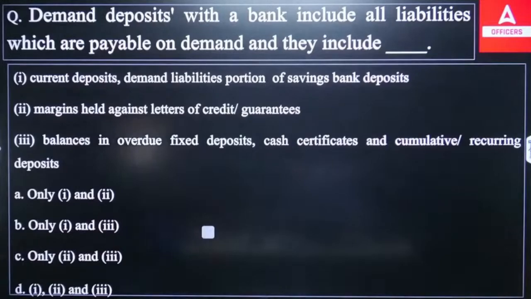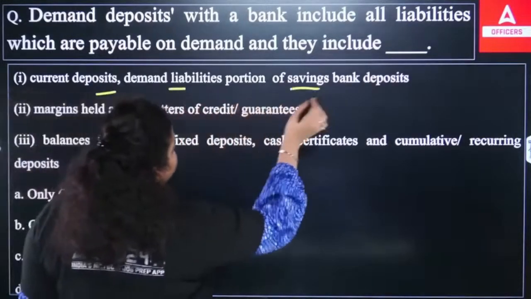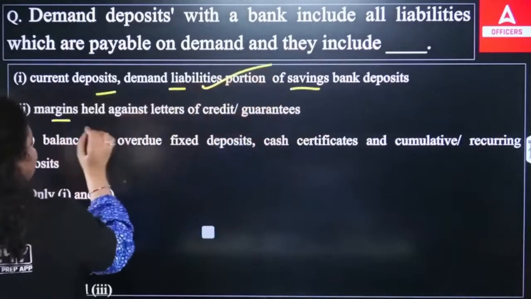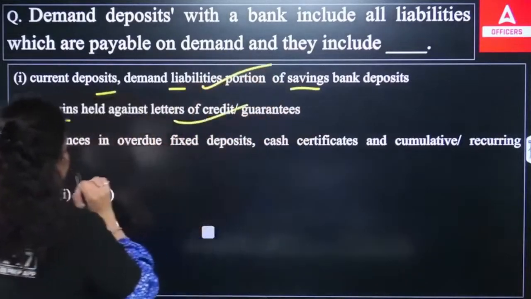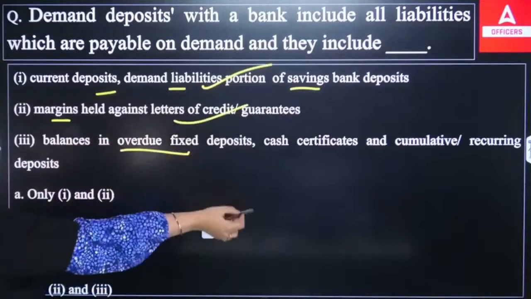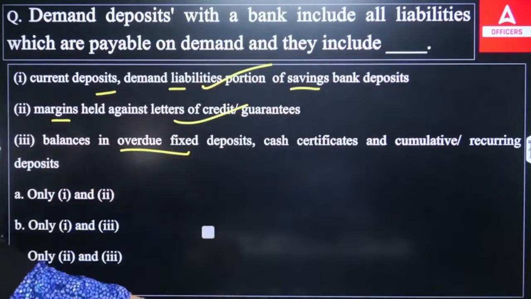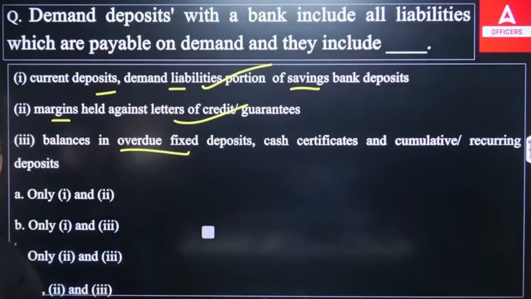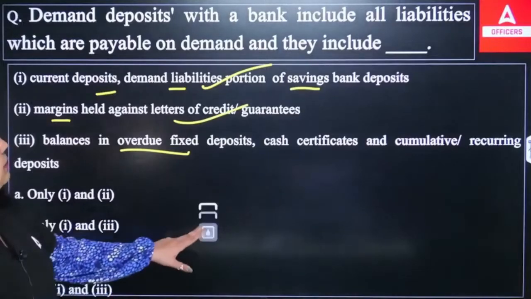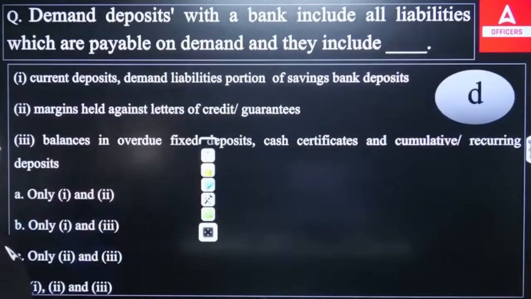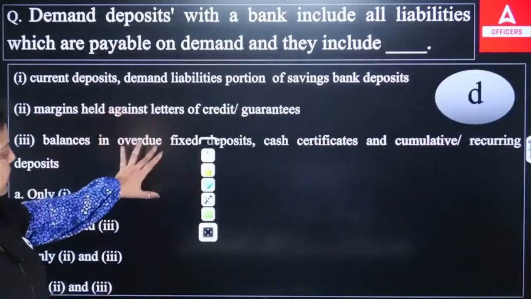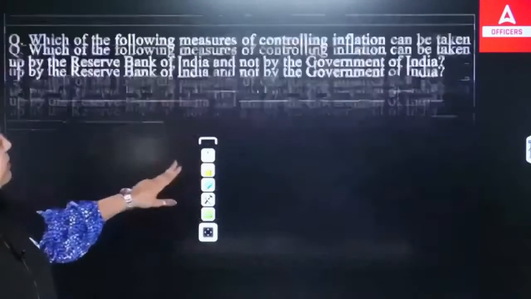Okay, now which of the following is right? The current deposit, the demand deposit portion of savings account, this is correct. Margins held against letter of credit and guarantee will be covered. The balance in overdue fixed deposit, cash certificate, cumulative recurring deposits, all these will be covered under the demand deposit with the bank liability we are talking about. So the answer will be option D: 1, 2, 3, all the statements are true.